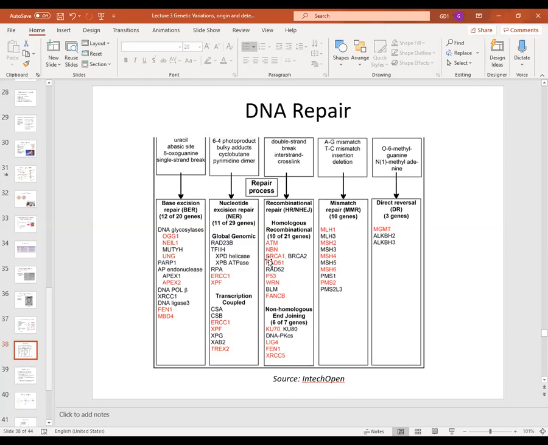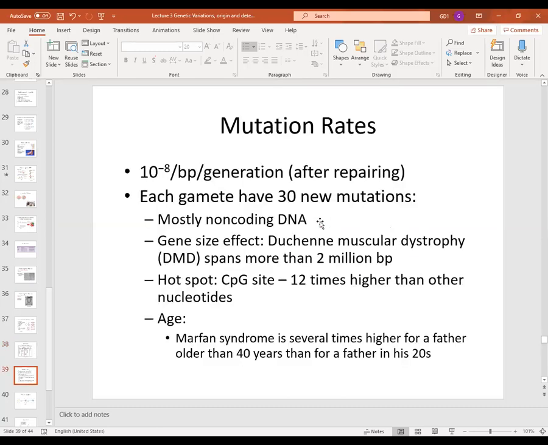For example, a very famous case is the BRCA1 and BRCA2 genes. If we have a mutation in those genes, we will have quite a high risk of cancer. Other genes are also very important. And this is the upside, the mechanism of gene action. And then we're talking about the mutation rates.